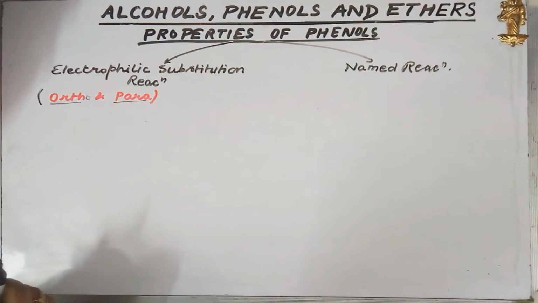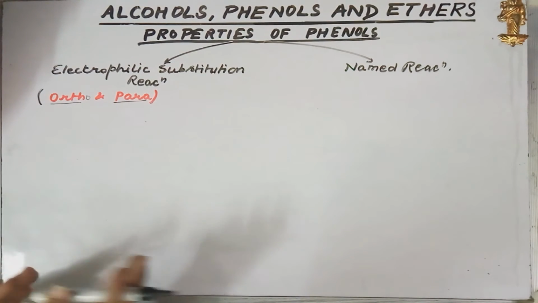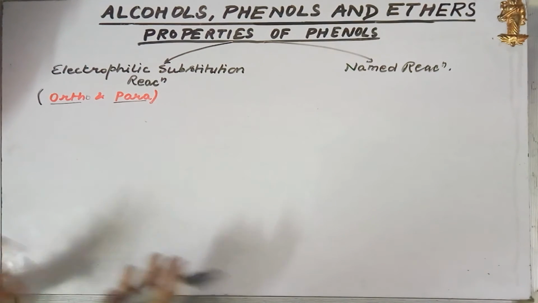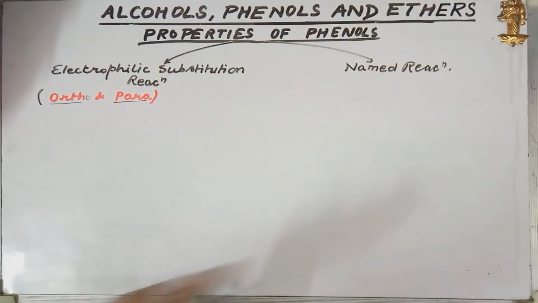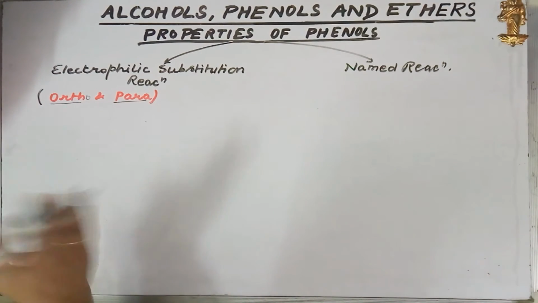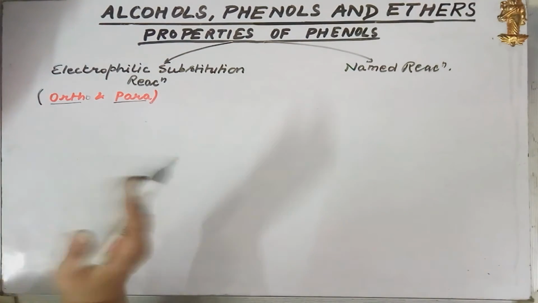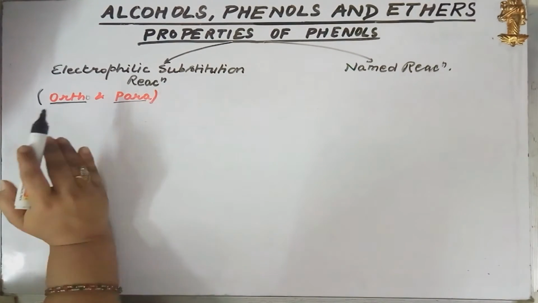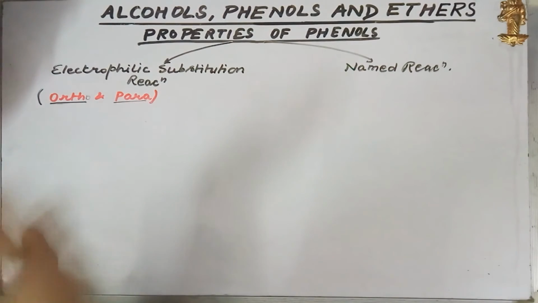So students, let us talk about the properties of phenols. Properties of phenols can be understood easily by categorizing them into two parts, that is the electrophilic substitution reactions and the named reactions. Basically, electrophilic substitution reactions are very easy just because we are going to direct the incoming electrophile to the ortho and para positions only.